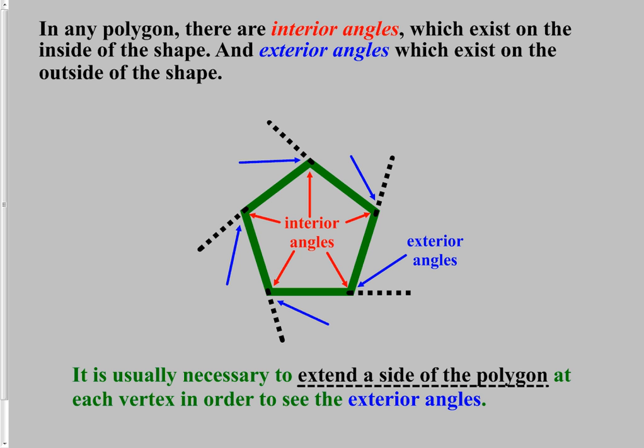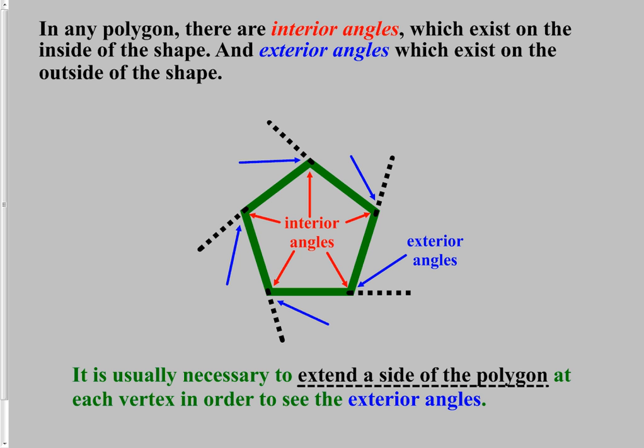Interior angles are almost always shown in a diagram. It's almost impossible to have a polygon in a diagram without showing interior angles. Exterior angles, on the other hand, are not always drawn in a diagram. Just be aware that they are always there, simply by extending the side lengths past the vertex. Okay, then you get an exterior angle.